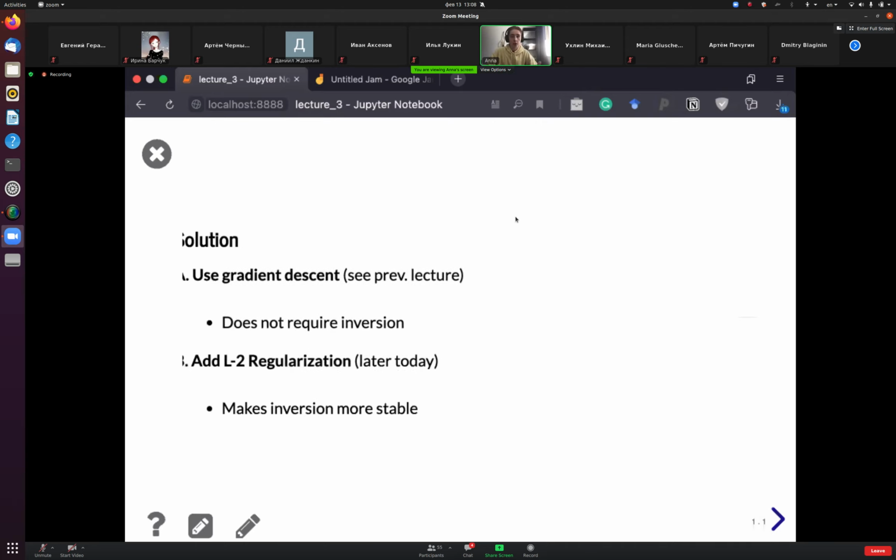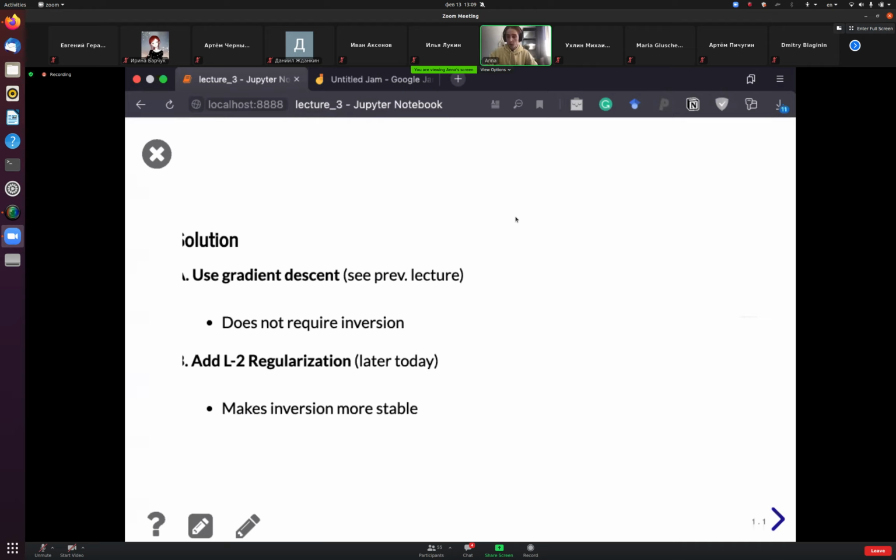So what can we do with that? Firstly, we don't actually need to use closed form solution. We know nice iterative algorithms that we discussed last week. And if we use gradient descent, for example, to optimize, we don't need inversion at all. We just need matrix vector multiplications. Or you can add regularization, which we will also be talking about today a lot. And for example, adding L2 regularization makes inversion more stable because we add positive numbers to the diagonal, but more on that slightly later.